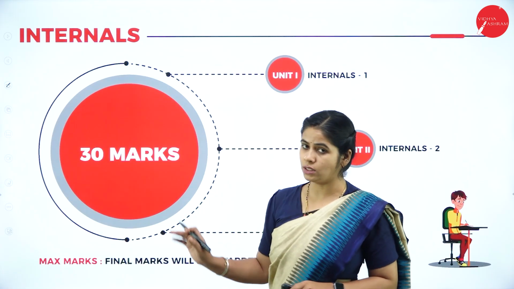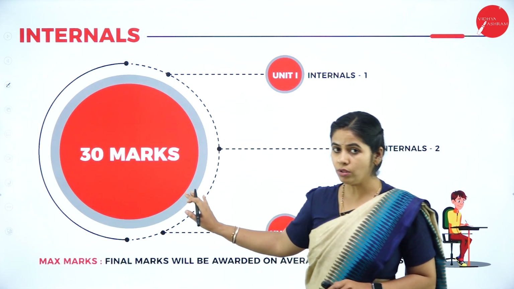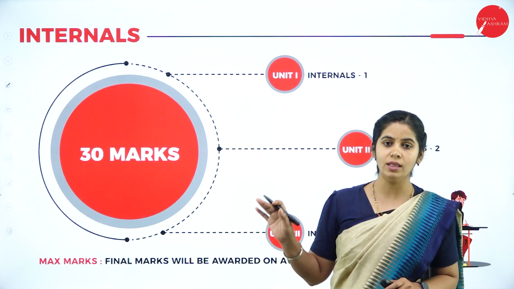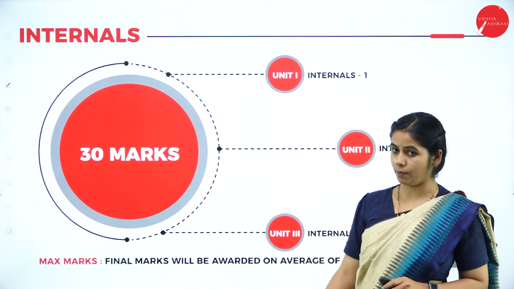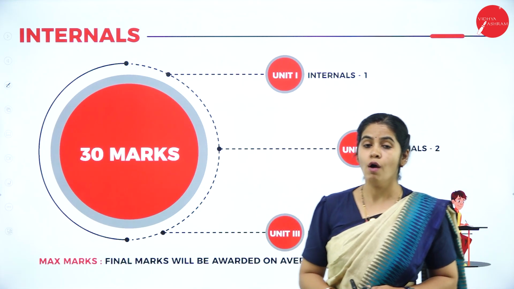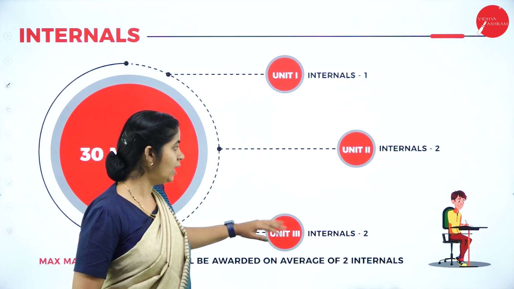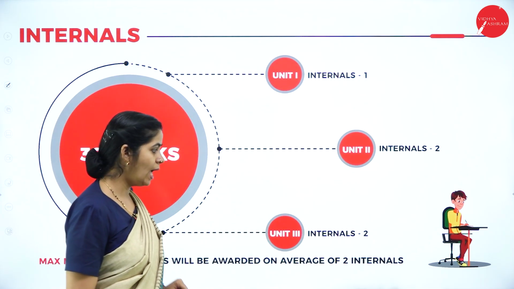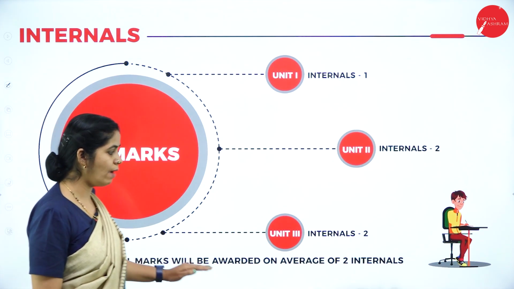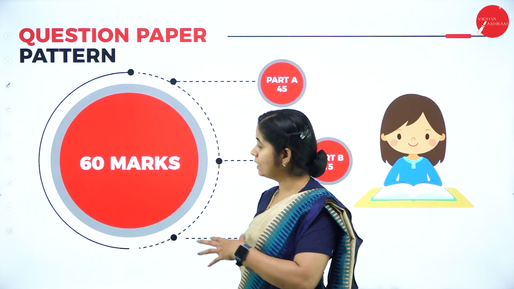Next what we have is marks distribution. Your marks distribution for internals, you have 30 marks. For your first internal, we will be covering the topics from unit 1 for 30 marks. For the second internal, we will be covering the topics from unit 2 and unit 3, together carrying 30 marks, and your final internal marks will be an average of your 2 internals.